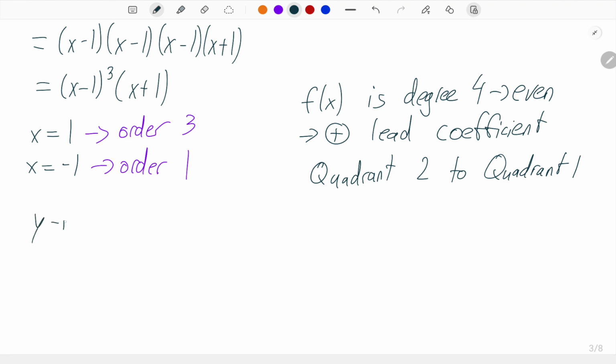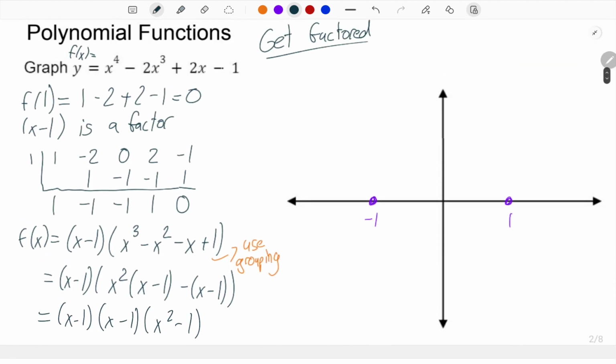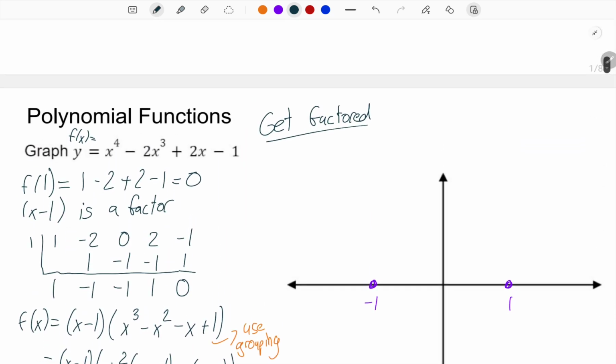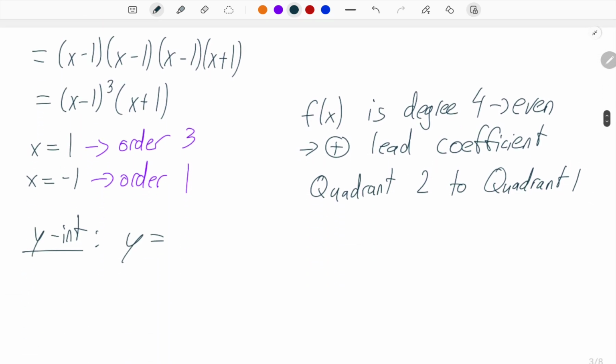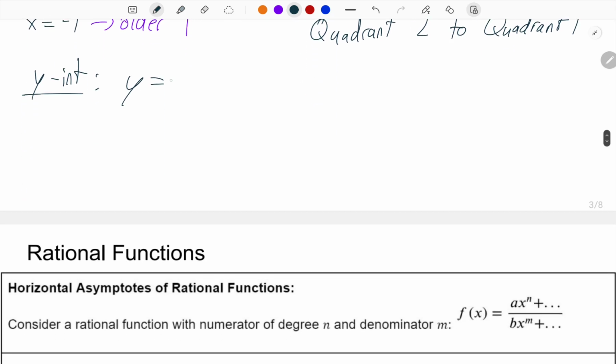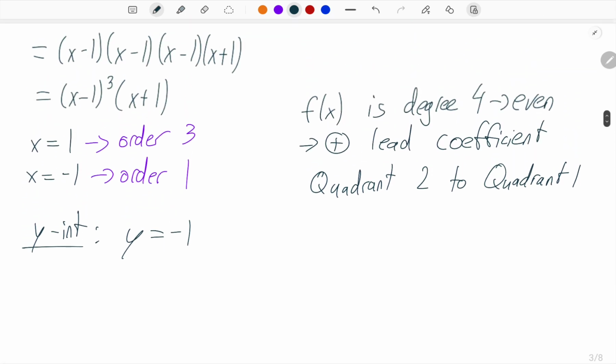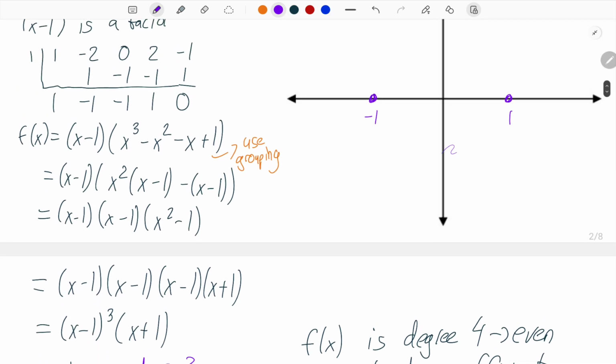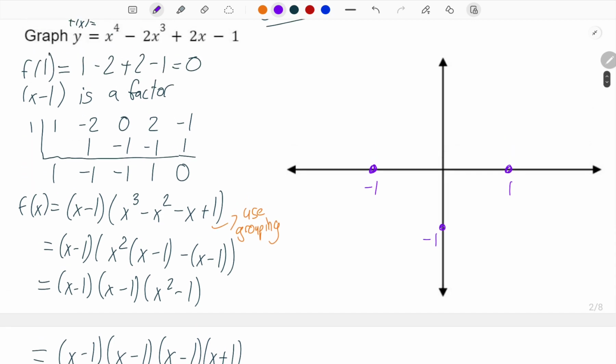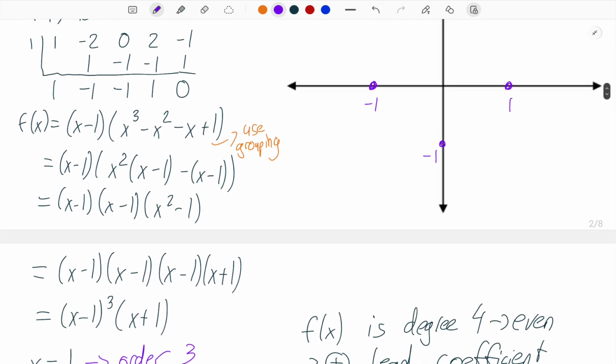The last thing is just the y-intercept, which is just, well, in the expanded form, it's just the end part. Because if you plug in 0, all of that's going to disappear, all those x's, and you're just going to get y equal to -1. So let's plot that down as well. There we have -1. And let's just basically connect this together in quartic fashion.